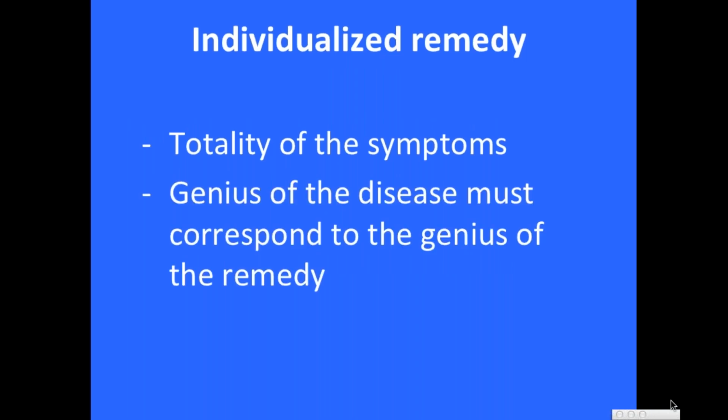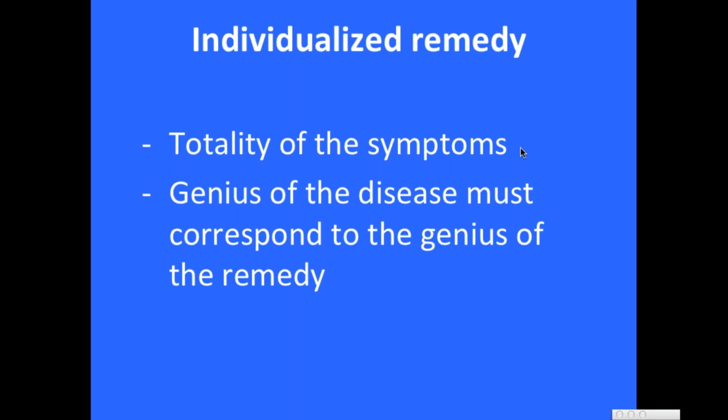That has to be based on the totality of the symptoms, and the genus of the disease must correspond to the genus of the remedy. The genus of the disease is based on the totality of the characteristic symptoms. So we go from the totality of symptoms and we say what's most striking in this case. When we say totality of symptoms, we mean all the symptoms. Adapting to veterinary medicine, that means all the symptoms of the animal since its birth, and also during pregnancy perhaps.